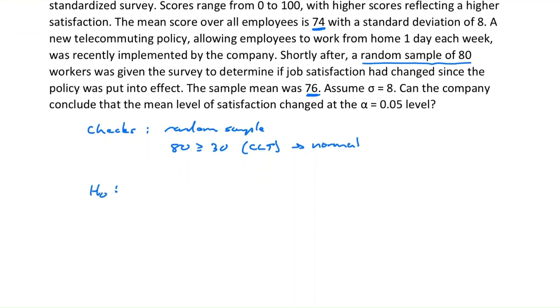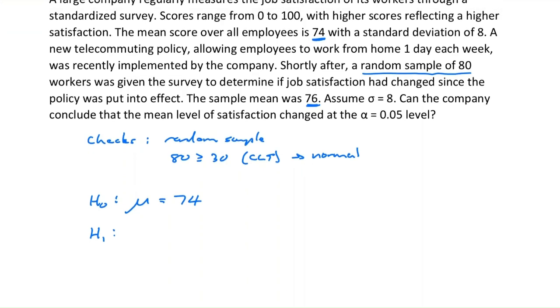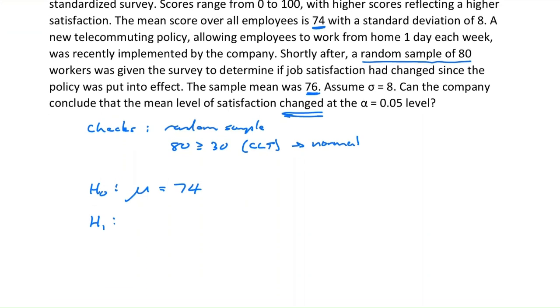Our null is that the mean is 74. That was the initial value. Our alternative, again, we're wondering if those values have changed. Now, in this case, we would assume that we're looking for greater than. Okay. But notice that in this case, it just says, can the company conclude that satisfaction changed? Not got greater, not reduced. Did it just simply change? So, as much as I want to put mu greater than 74, because that makes sense to me in this problem, they just want to know, did it change?